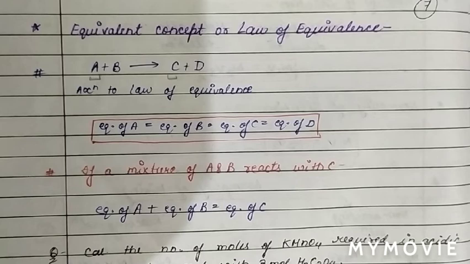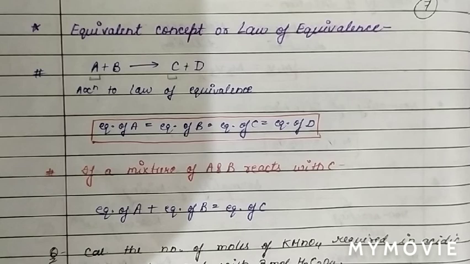For the acid, the number of equivalents is given mass upon equivalent mass, and we know the equivalent mass is molar mass divided by n factor. The n factor we have to calculate. The given mass is 0.45 and the molecular mass of the acid is 90. The n factor we have to calculate.